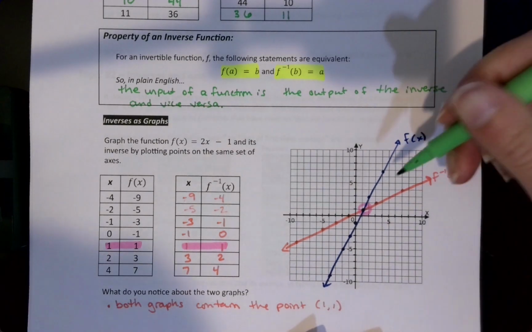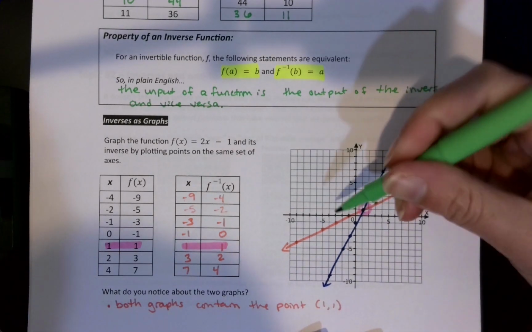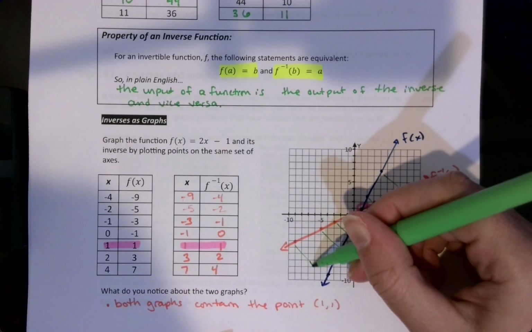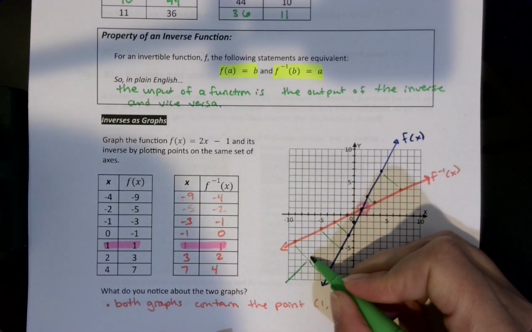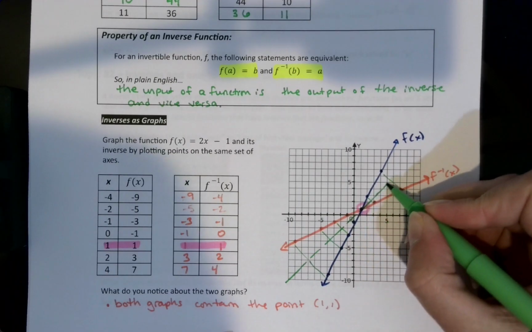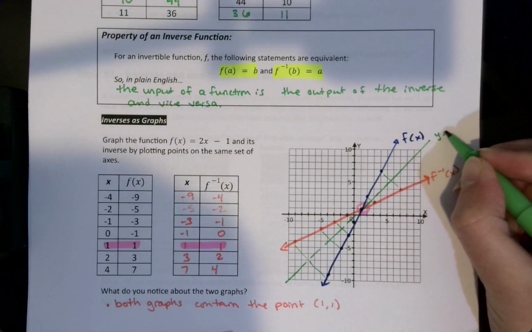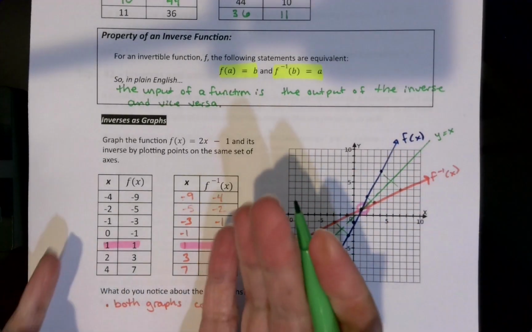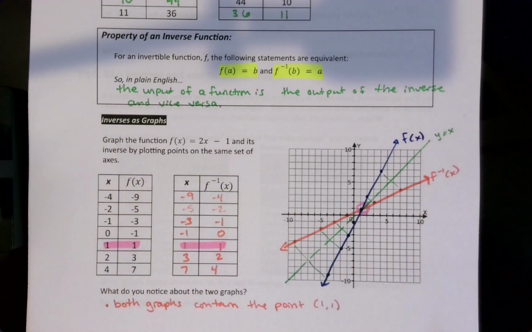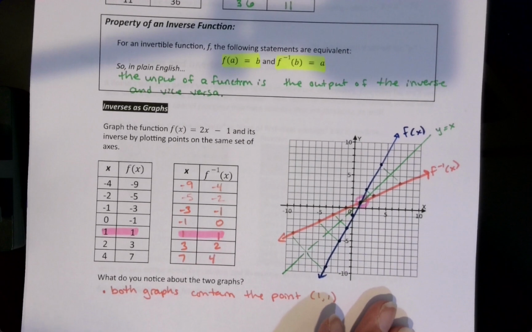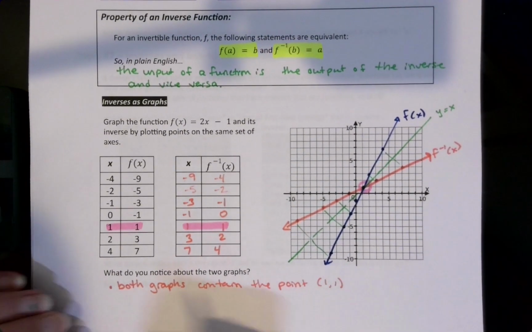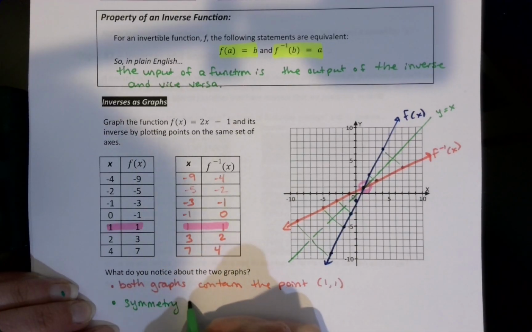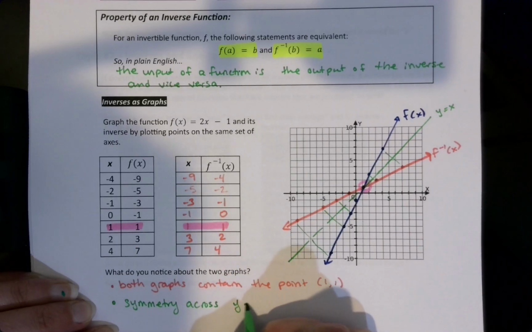And the other is that they do seem to be symmetric, equally distant from each other across these points right here. And they are symmetric across the diagonal. This is the diagonal line y equals x, slope 1. And I'm symmetric across that line because as I switch the x's to the y's and the y's to the x's, I'm reflecting across y equals x. Okay, so I might also notice that symmetry across the line y equals x.